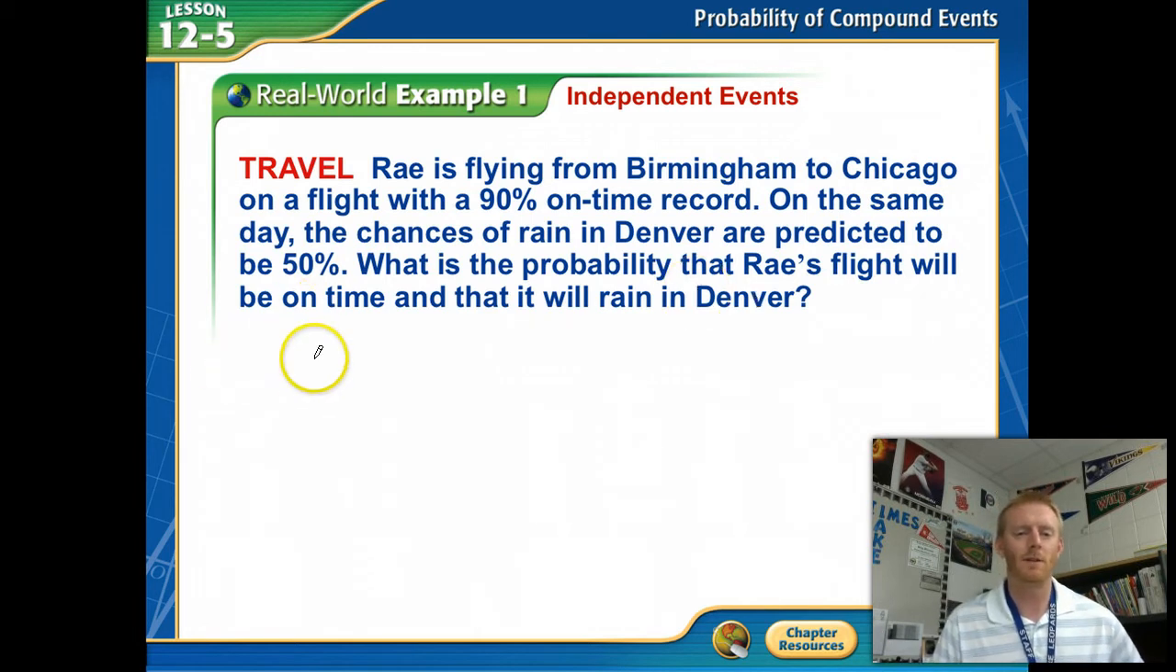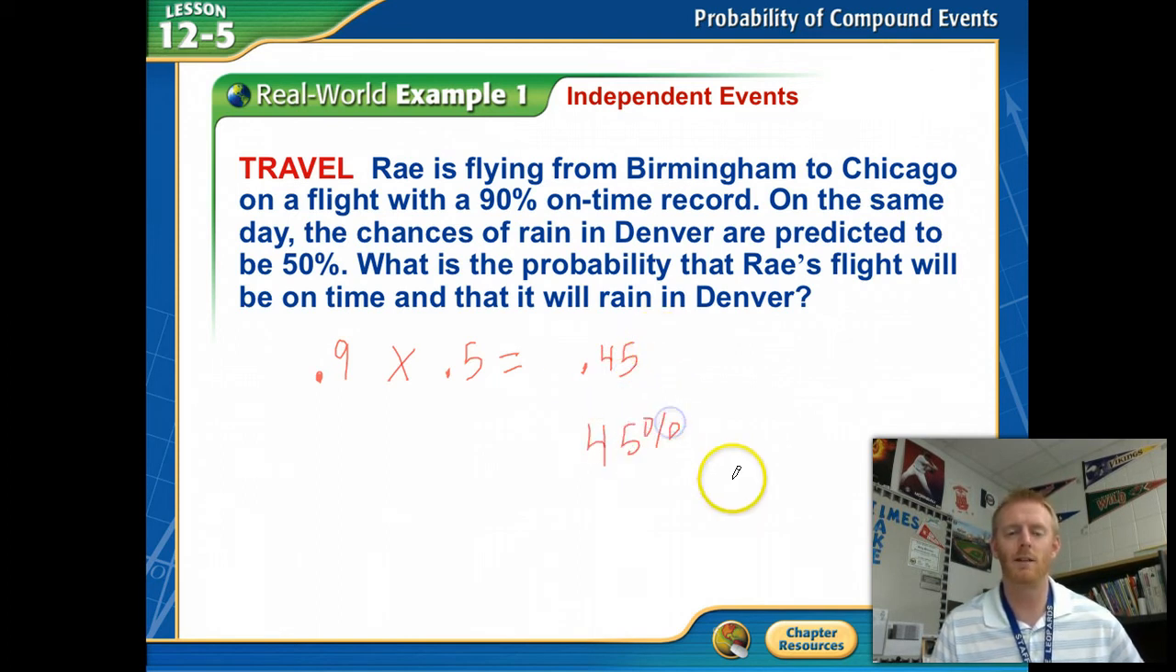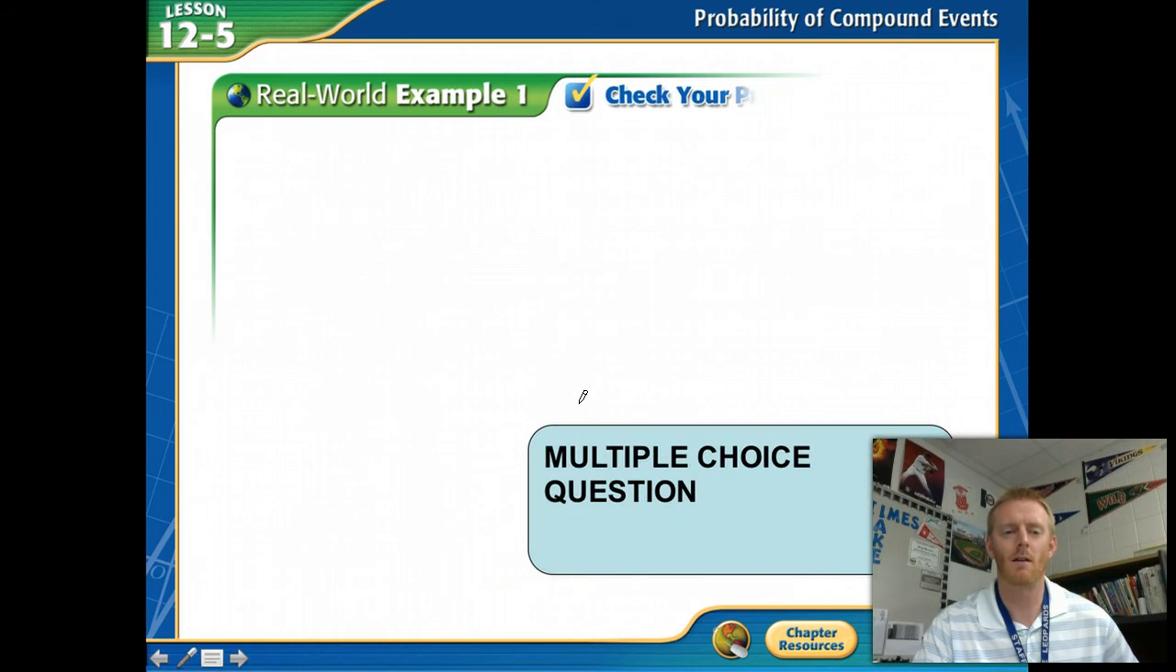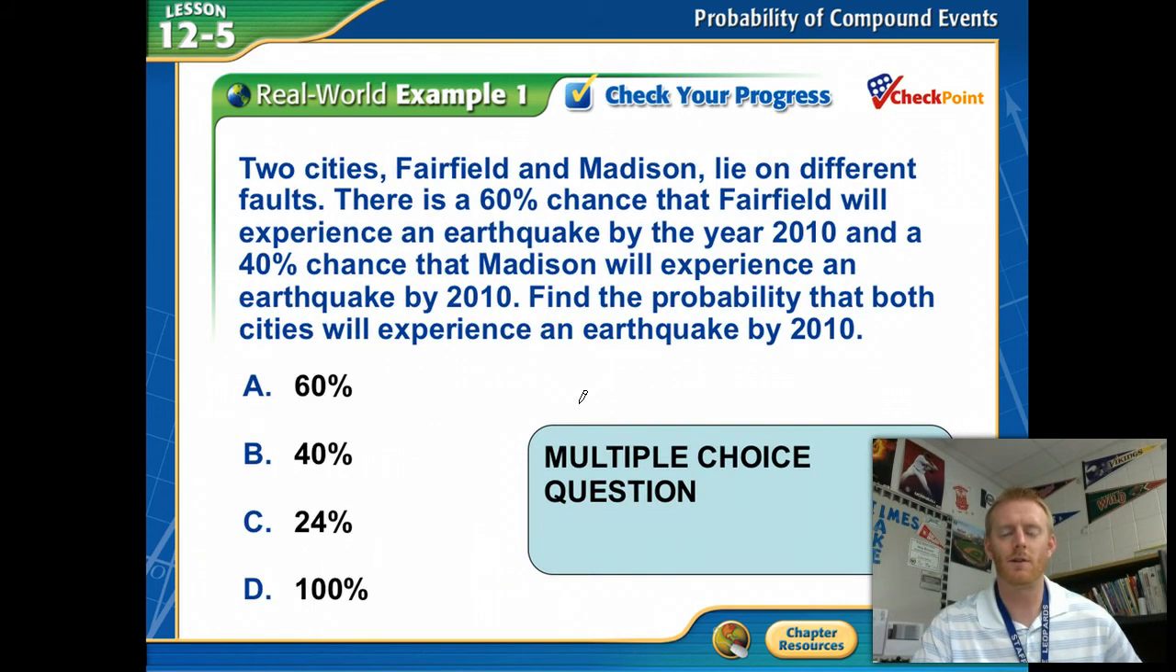So 90% is 0.9 and 50% is 0.5. So if we just multiply those two together, we get 0.45 or 45% chance. That's pretty easy, isn't it? Now, I could have also written this as 9/10 times 5/10 to get 45/100ths, which would be the same as 45%. All right. Do that same kind of stuff to figure out your multiple choice question. That should be a fairly easy one for us.